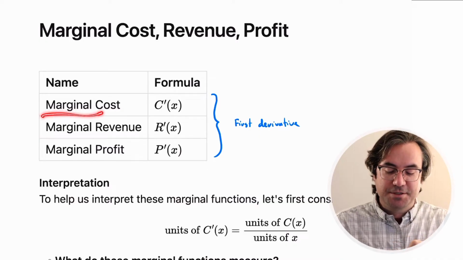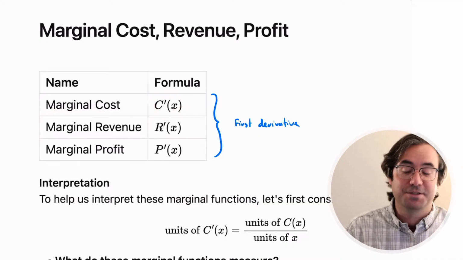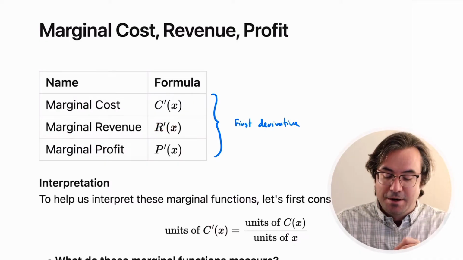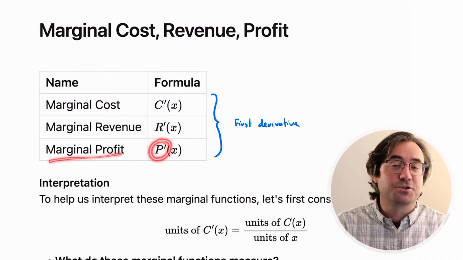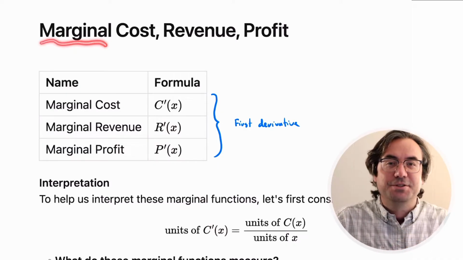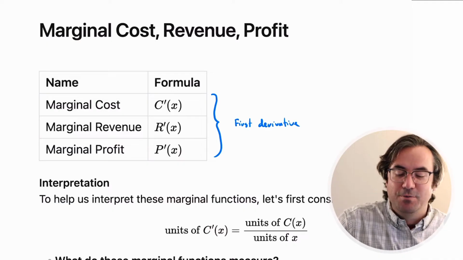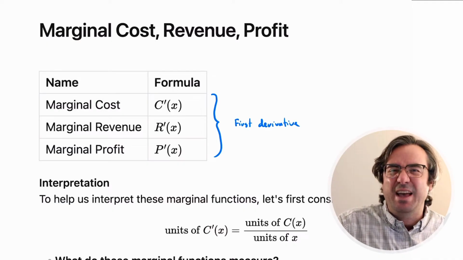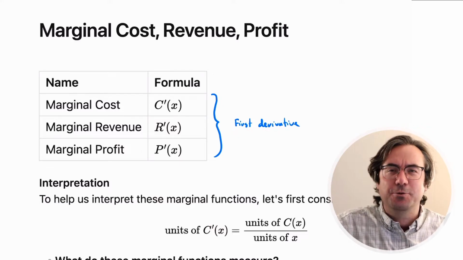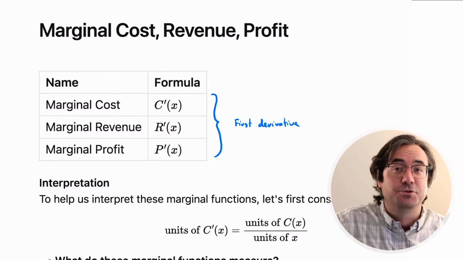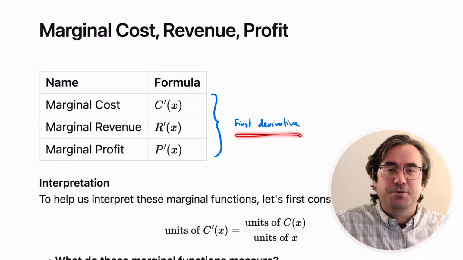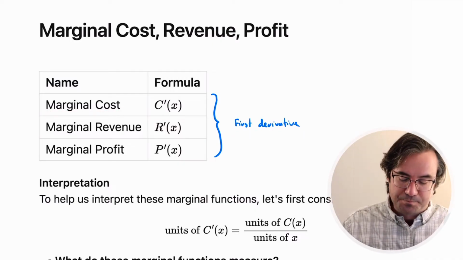So marginal cost is just the first derivative of cost. Marginal revenue is the first derivative of the revenue function. Marginal profit is the first derivative of the profit function. We introduce this special name, marginal, when we're talking about these kinds of economic equations. And all it really means, we'll see an interpretation, but you can think of it as meaning just do the first derivative. So if you see calculate the marginal cost, just do the first derivative of the cost function.